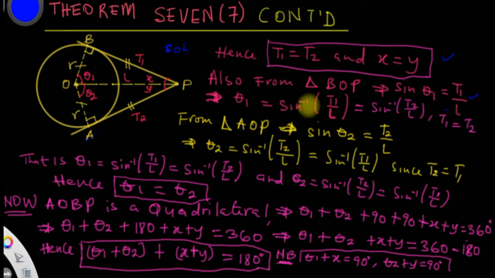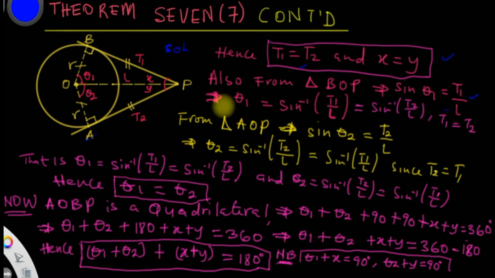Then theta 1 is equal to sine inverse of T1 over L, which is equal to sine inverse of T2 over L. Why? Because we know that T1 is equal to T2. So if T1 is equal to T2 and theta 1 equals sine inverse of T1 over L, then where T1 is, you can put T2 there, so it is sine inverse of T2 over L. Fine, so this is what we have got. Let's note this.